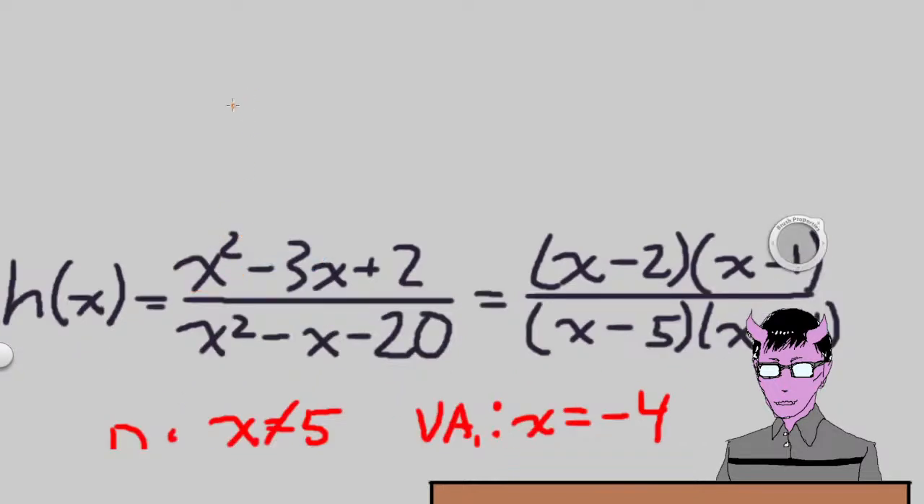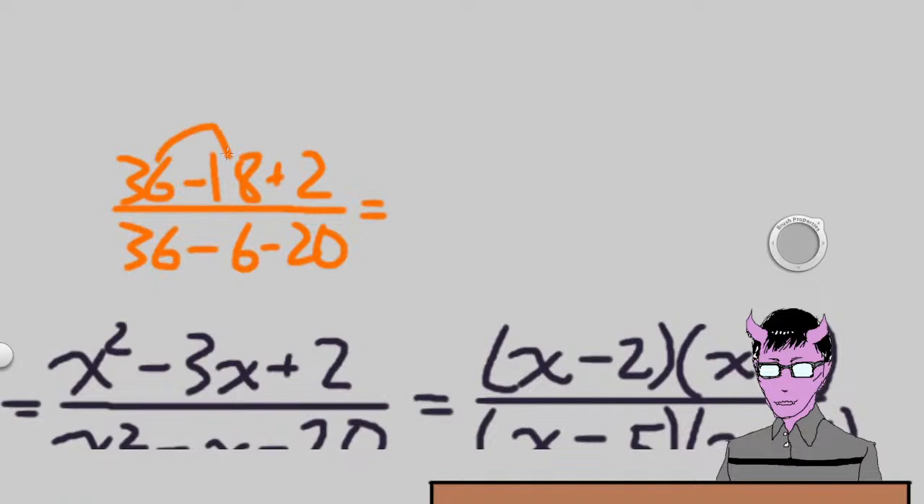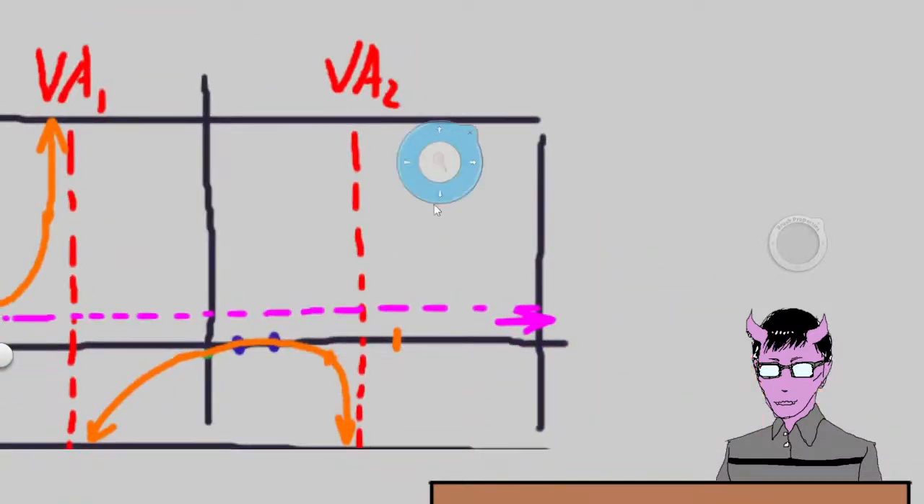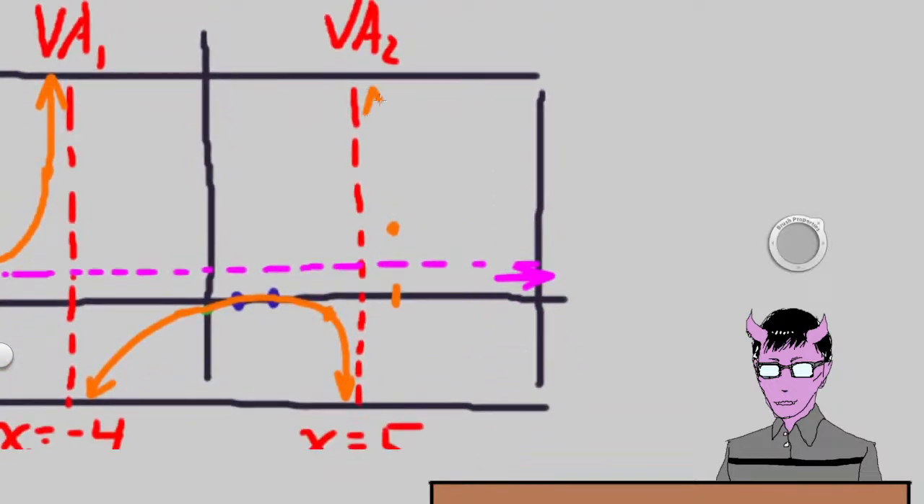So plug in positive 6, we get 36 minus 18 plus 2. So 36 minus 6 minus 20. Alright. So what is going on? We have 18 plus 20 plus 2, which is equal to 20. And then we have 30 minus 20, which is 10. So we get positive 2. So plug in positive 6, we get positive 2. So it is, in fact, yes, going upwards like this.